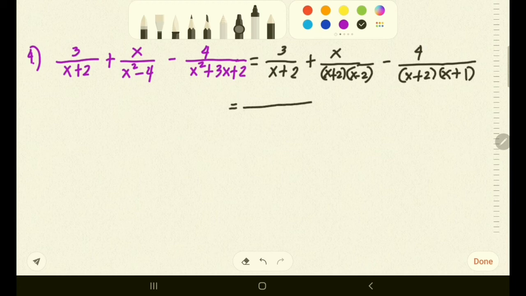Now you get the LCD. X plus 2 is their common factor, so copy. X minus 2 is not common, so just copy. And x plus 1 is another non-common factor. So for the LCD, class, you copy the common factors, and then you also copy the non-common factors.